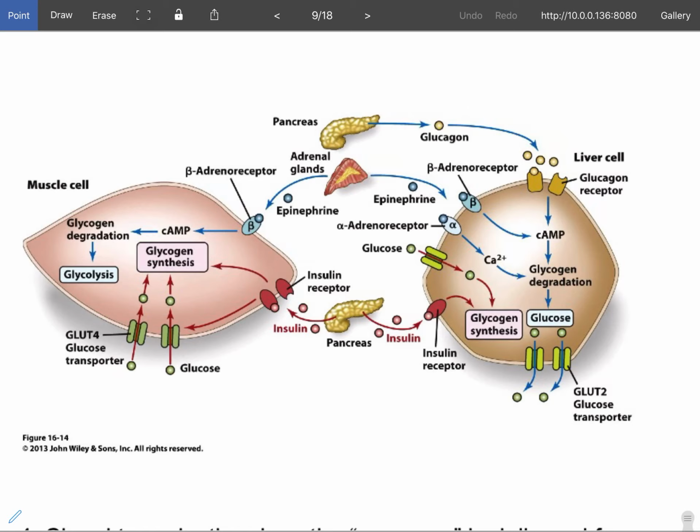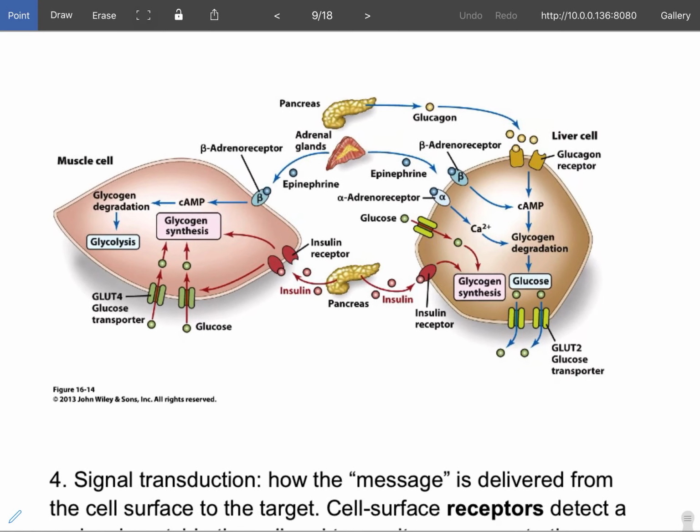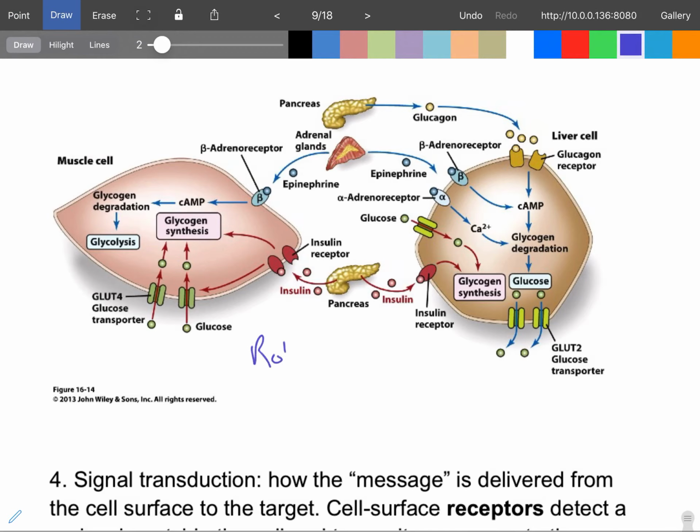so that glucose can essentially be taken up by muscle cells and the brain as well in those stressful situations. So what we should know from all of this is the roles of insulin, of glucagon, and of epinephrine, and how those hormones influence muscle cells and liver cells differently.